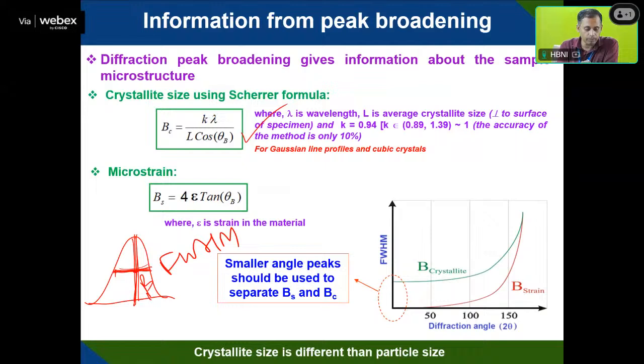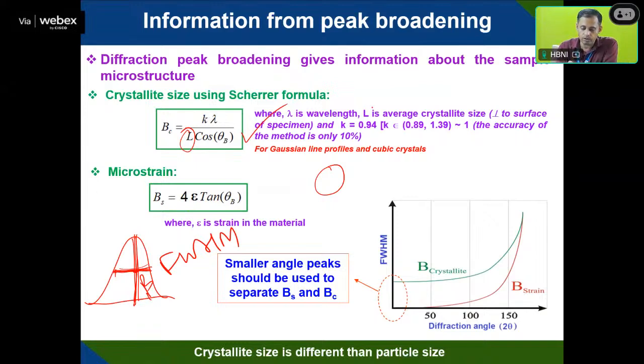You will be able to see from there. You can calculate that K lambda by L or beta cos theta. So L is nothing but this, beta cos theta, you will be able to find out. So here the Scherrer formula has many drawbacks. First, it considers the sample to be highly spherical, and then it is valid only up to a certain size. Beyond 100 nanometer, this Scherrer formula doesn't work properly.